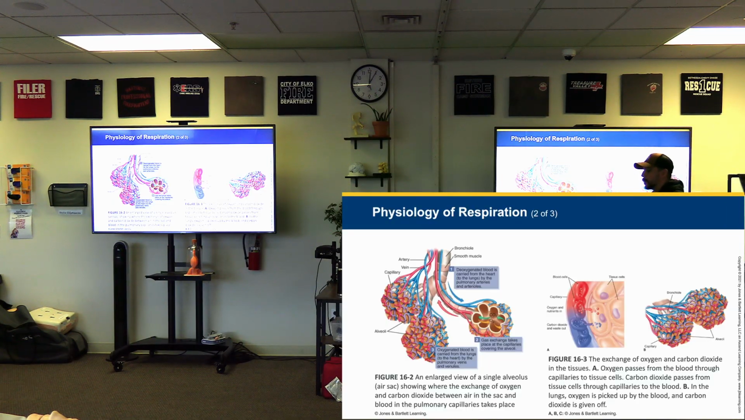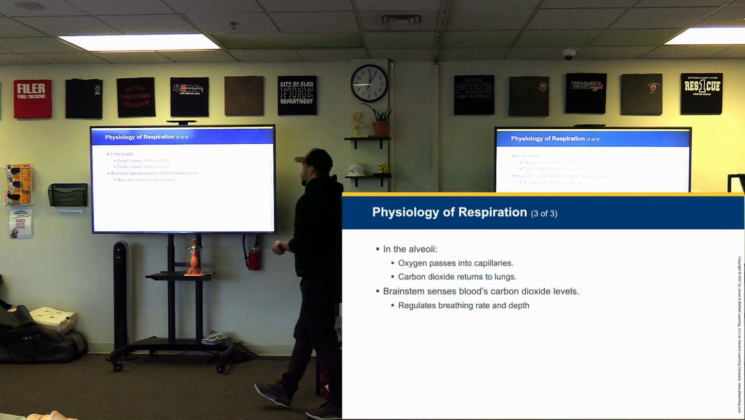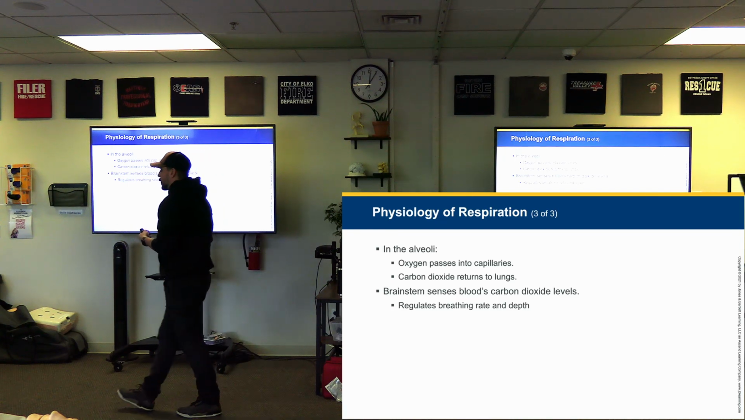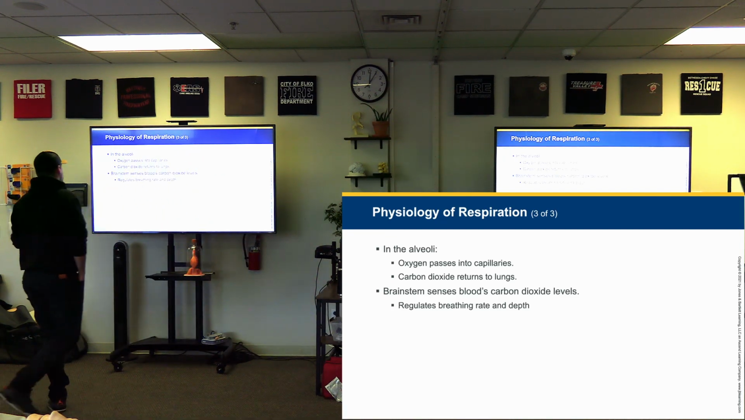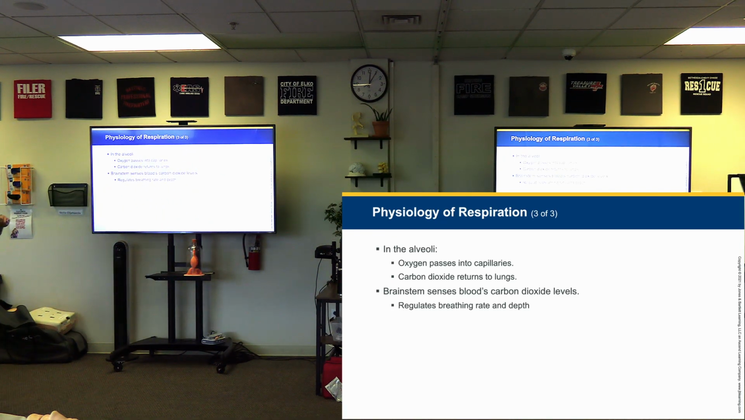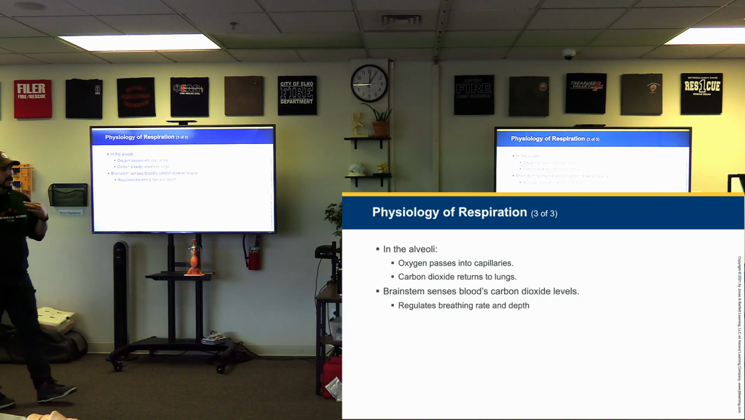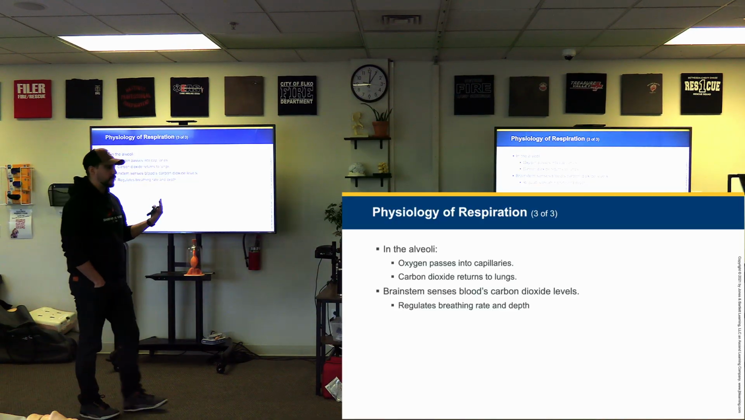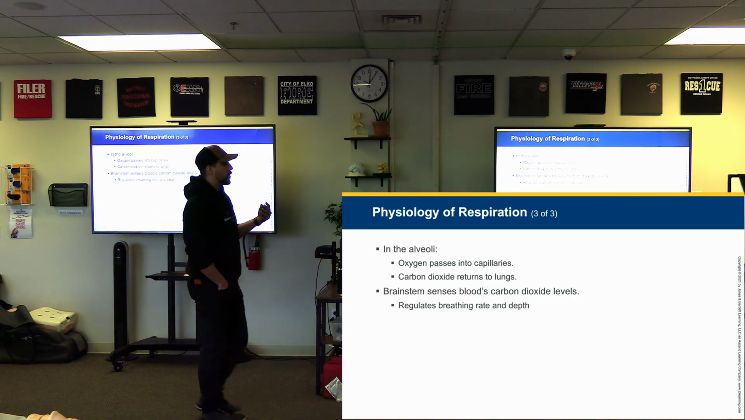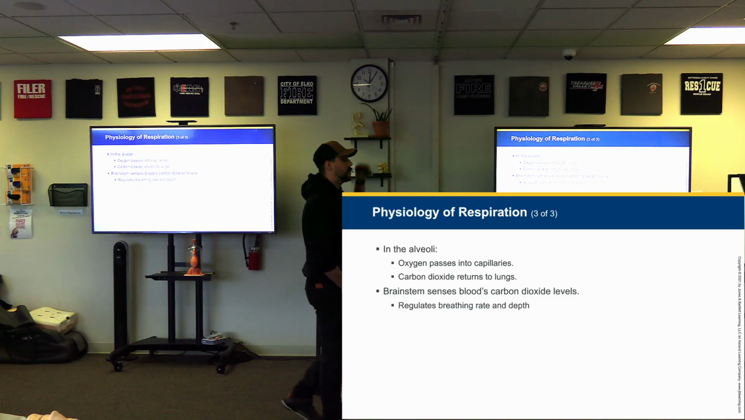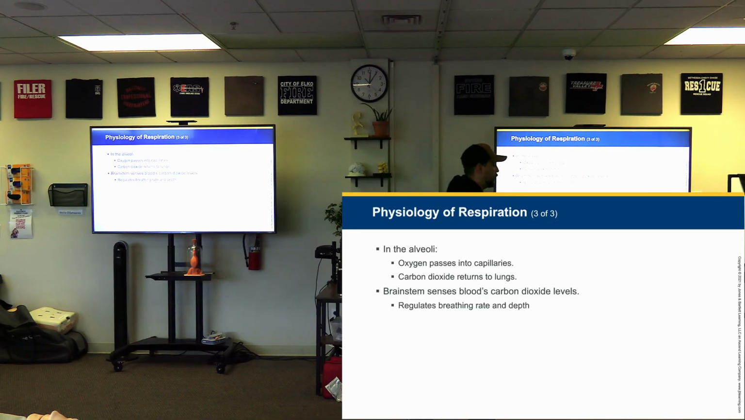Just because your lungs exchange that doesn't mean we're using it for a reason, right? We want to transfer that around. Now in the alveoli, I kind of already touched on it, but let's just touch on it again. Oxygen will pass into the capillaries, carbon dioxide will return to the lungs. Okay, now this all happens via a process called diffusion, right? Something going from an area of high concentration to an area of low concentration.